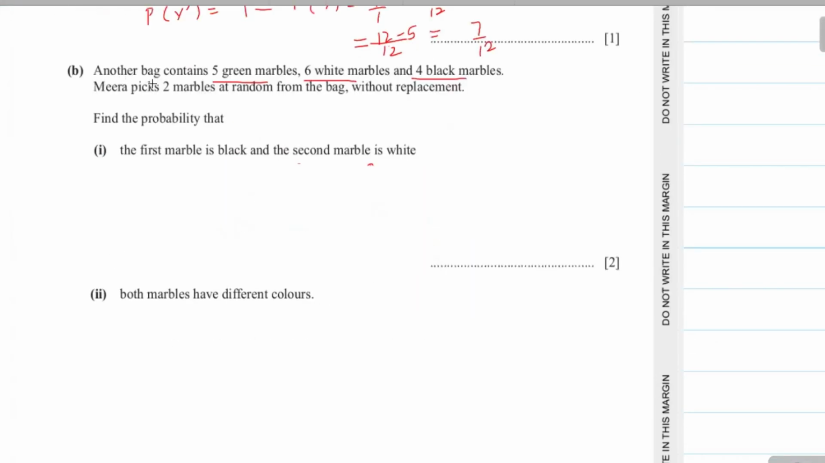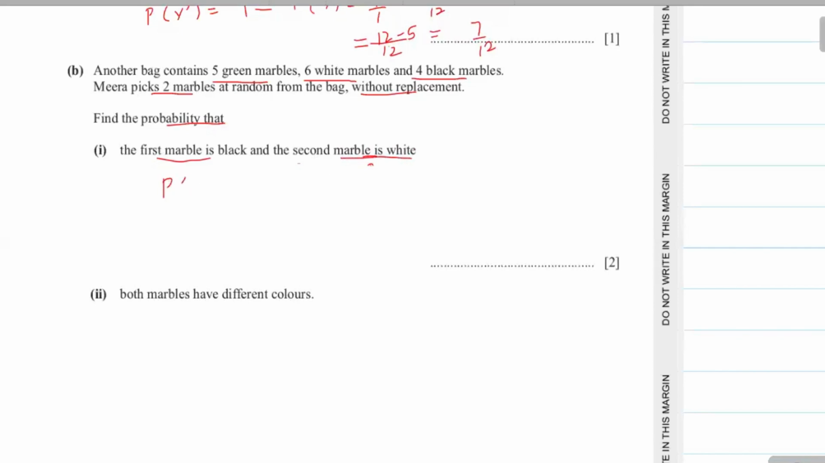Next, part B, another bag contains 5 green marbles, 6 white marbles, 4 black marbles, and 2 other marbles. Mira picks 2 marbles without replacement. Find the probability that the first marble is black and the second marble is white.